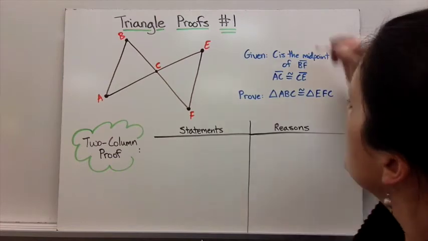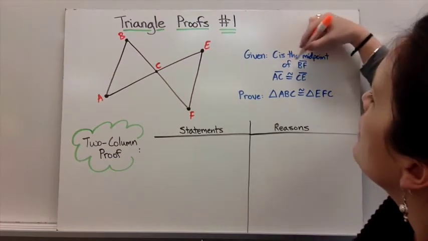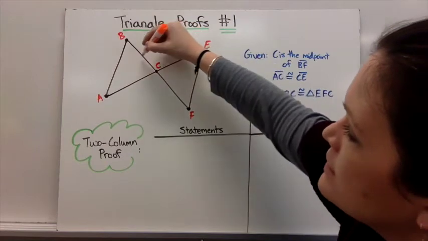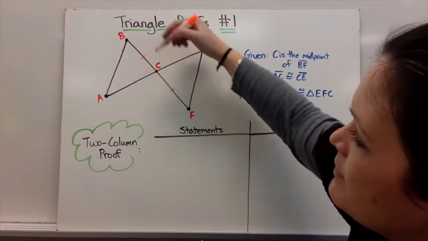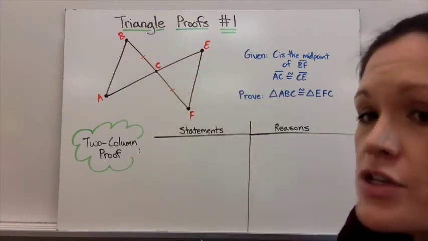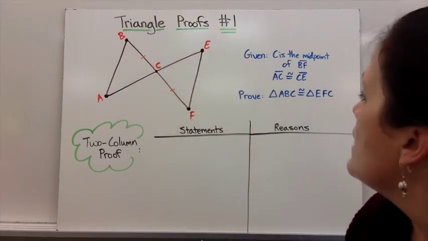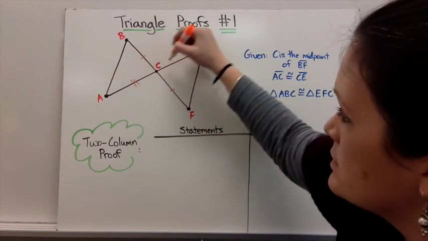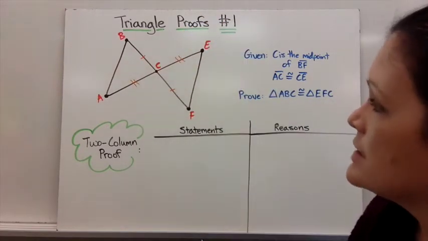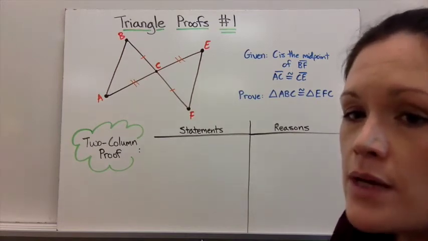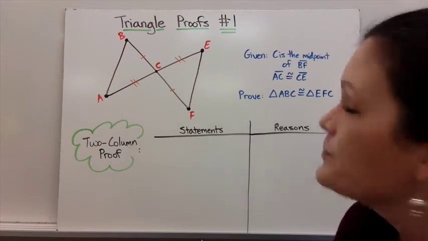So if C is the midpoint of segment BF, that divides it perfectly in half, and that means that BC would be congruent to CF by definition of midpoint. And then AC is congruent to CE was given. So if AC is congruent to CE, and that was given, we have those two sides. So then we look at our figure and see what else do we know about this figure.